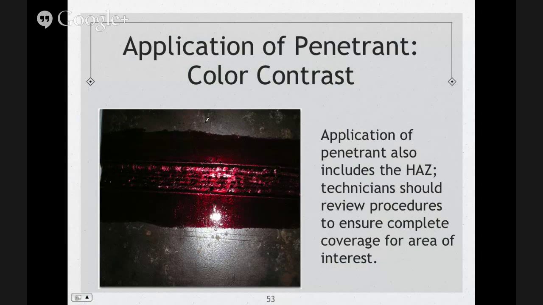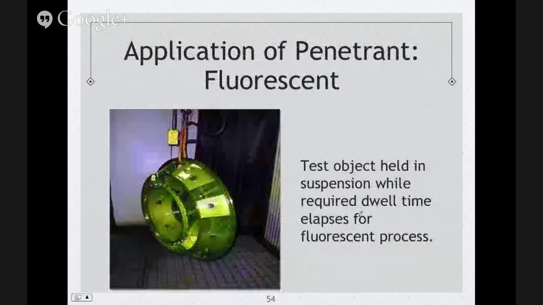Application of penetrants also includes the HAS. Technicians should review procedures to ensure complete coverage of the area of interest, right? You don't want to miss any areas. Areas that you miss applying penetrant to are going to be areas that you're not going to inspect. Test object held in suspension while the required dwell time, right? So they put penetrant, and right now this part is in its dwell period, its dwell time, right? So the penetrant is actually working into any type of discontinuities or open surface cavities that you may have.